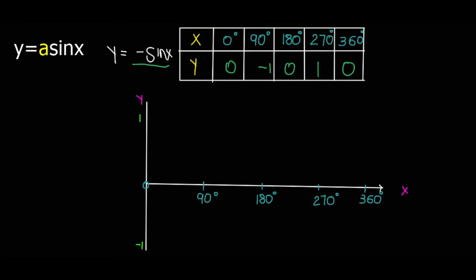Now we will join the points. We have 0 and 0, and then 90 and minus 1, 180 and 0, 270 and 1, 360 and 0. So now we will join our points.